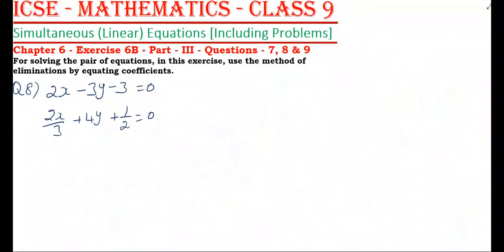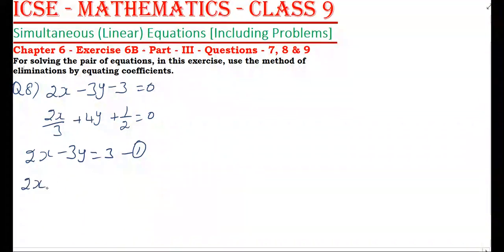Question 8. 2x minus 3y minus 3 equal to 0 and 2x by 3 plus 4y plus 1 by 2 equal to 0. We can take the first equation, we will just try to rewrite. It's 2x minus 3y equal to 3. This is the first equation. We can take the second equation, it's 2x by 3 plus 4y equal to minus 1 by 2.